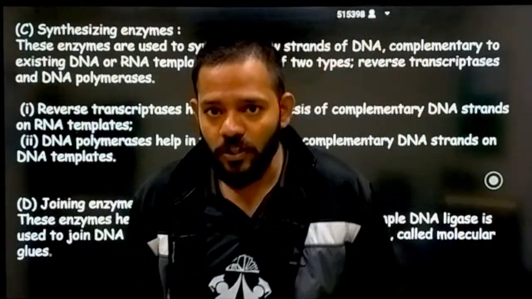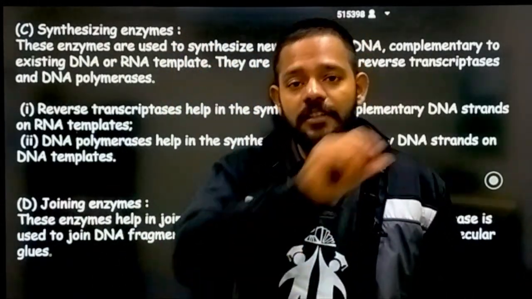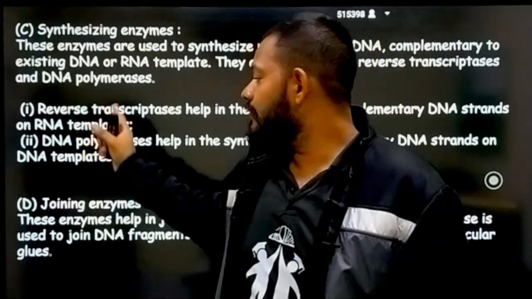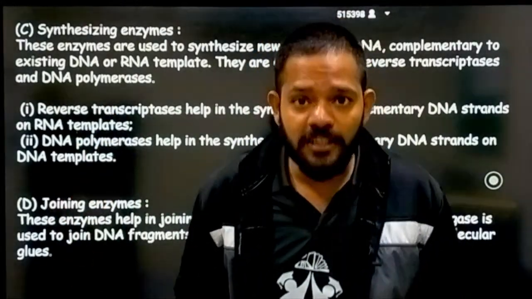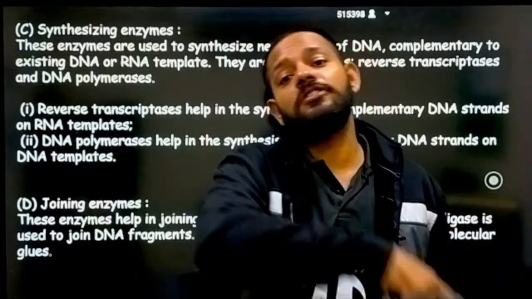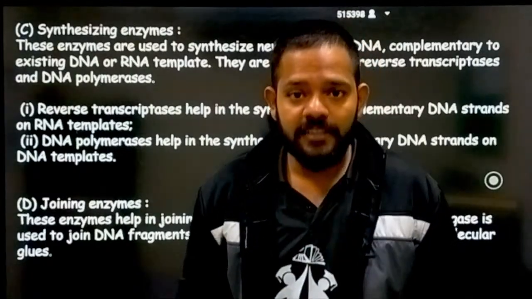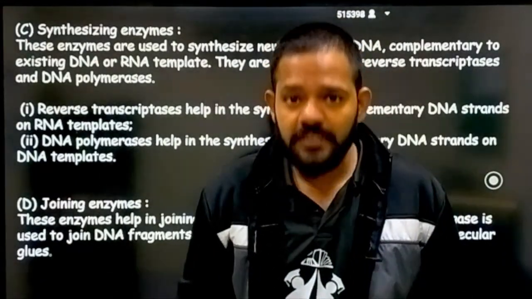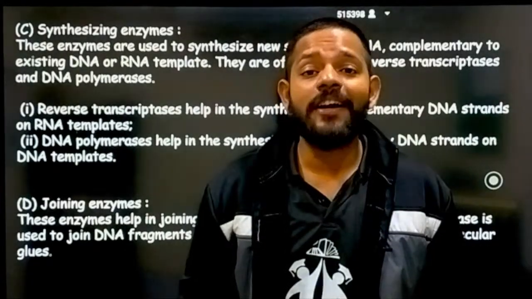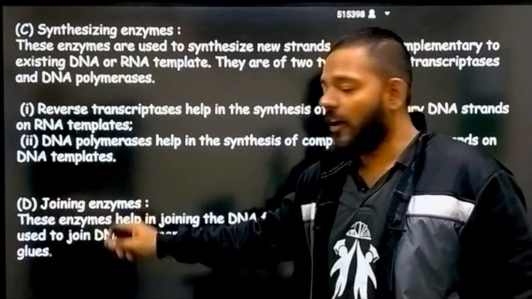Normally, in the molecular basis of inheritance, you studied transcription, which means you have DNA and from that DNA you form mRNA. But in reverse transcription, what happens? You have RNA and you produce DNA from that RNA. That process is called reverse transcription. The enzyme used to do this is called reverse transcriptase, and it belongs to the category of synthesizing enzymes. And the last category is joining enzymes.